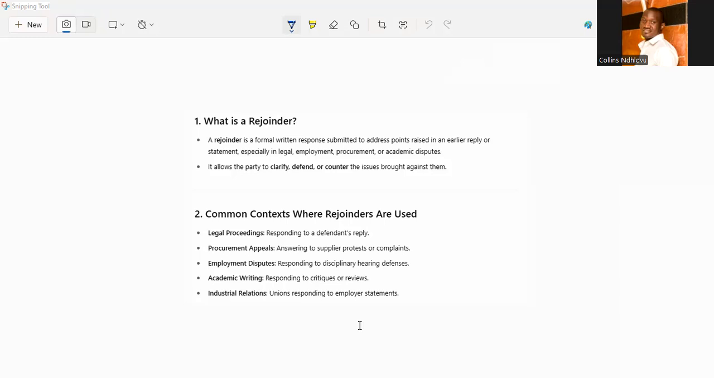So in strategic management or human resource, a rejoinder is an important aspect we must know, which gives a fair chance for parties to be heard before a final decision is made. So in simple words, when you're talking about a rejoinder, we're saying, here is my side of the story after hearing what the other people say.